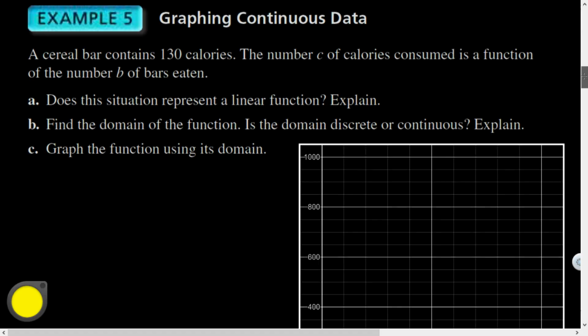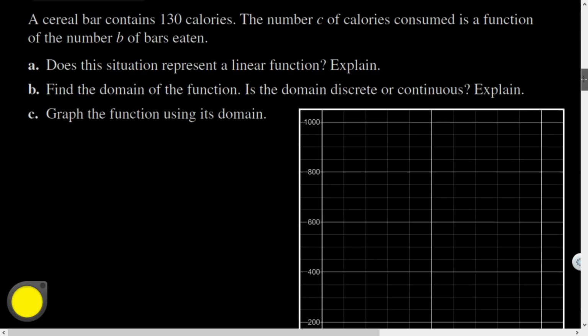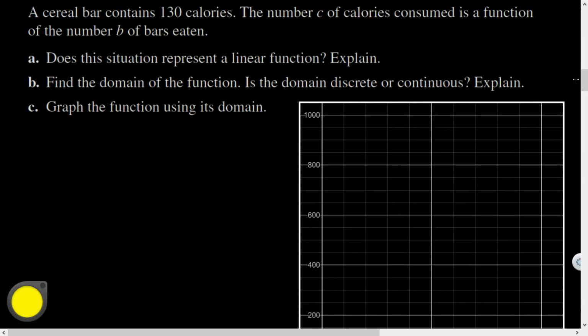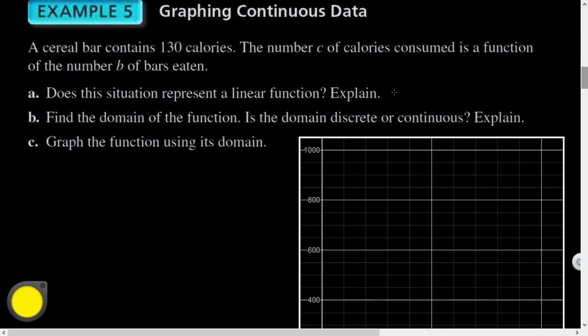Yeah, so I kind of obviously gave us a graph with lots of space, right? And I kind of pre-sized the graph, but eventually you'll want to have a rough idea of how large you need to go and how far over you need to go. And you could kind of estimate that based on the equation. But it says a cereal bar contains 130 calories. The number C of calories consumed is a function of the number B of bars eaten. Does this situation represent a linear function?